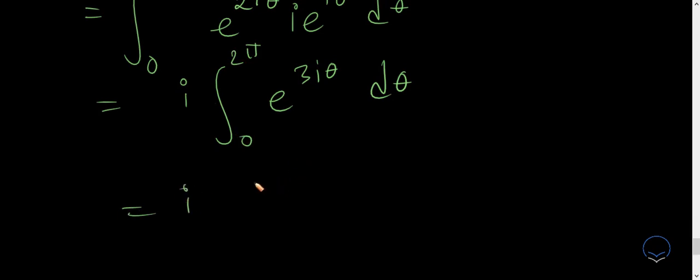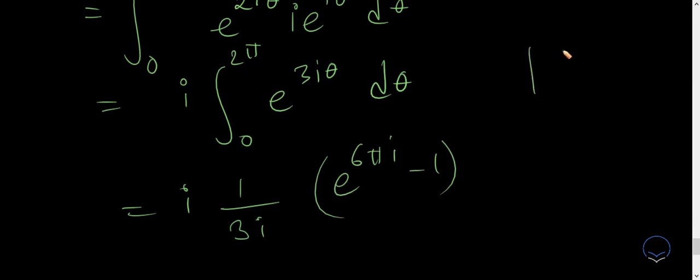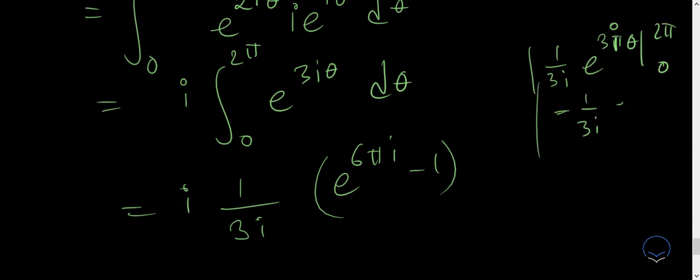and it's i. And if you integrate this, considering i as a constant, which it is, there is 1 upon 3i and e to the power 6 pi i minus 1. This is coming from just evaluating this integration, that is putting the value 3i theta, with 2 pi over here and 0 over here. So that is just 1 over 3i, e to the power 6 pi i minus 1, because when theta is equal to 0, that will be e to the power 0, and that is just 1.